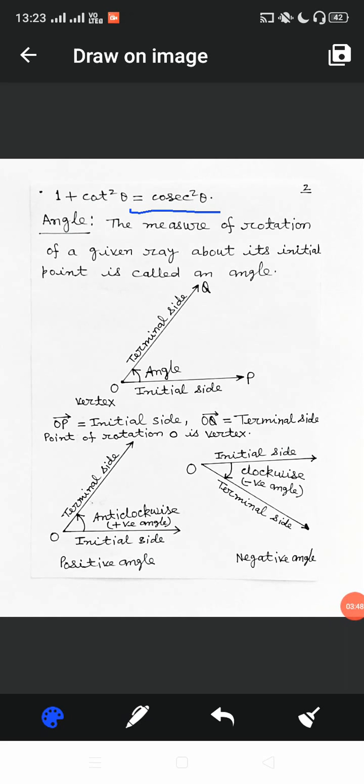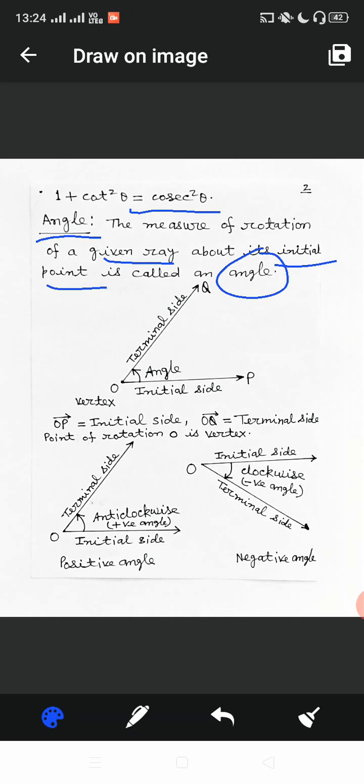Now we will discuss angle. The measure of rotation of a given ray about its initial point is called an angle. The original position of ray OP is called the initial side of the angle, whereas the final position of the ray OQ is called the terminal side of the angle. The point of rotation is called the vertex.